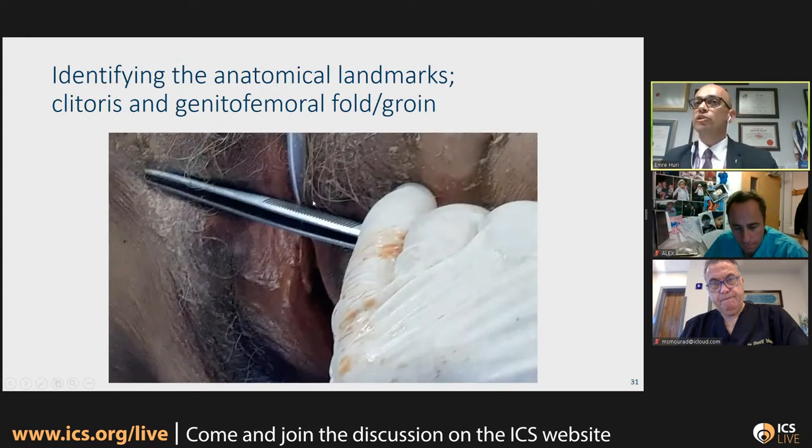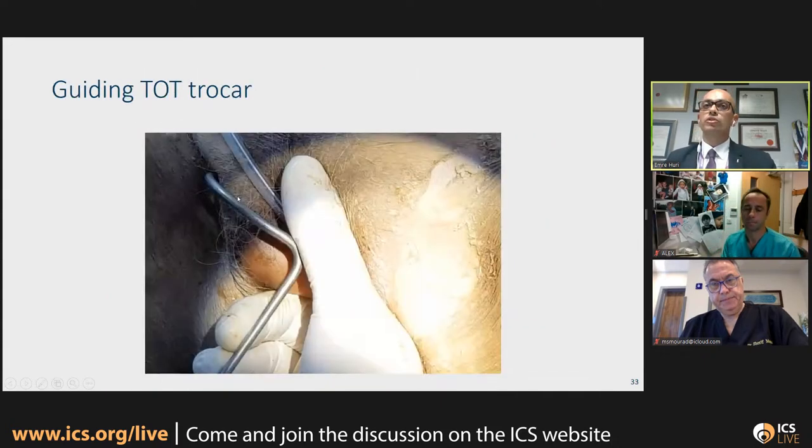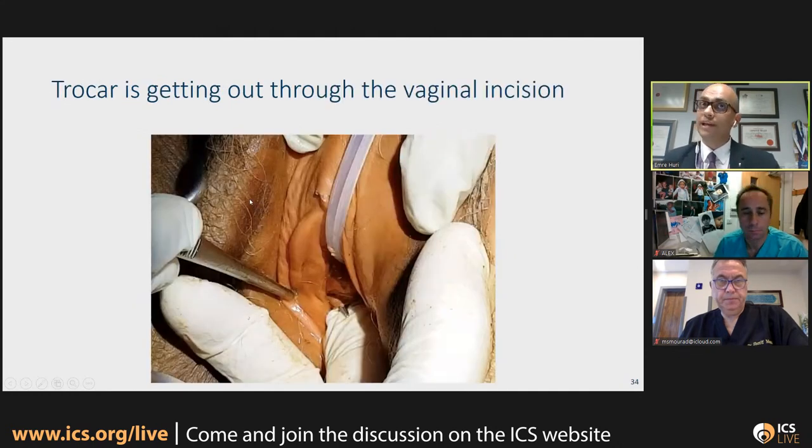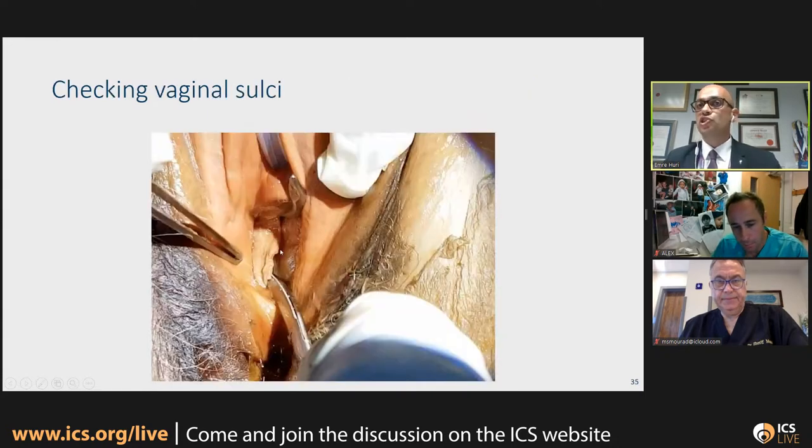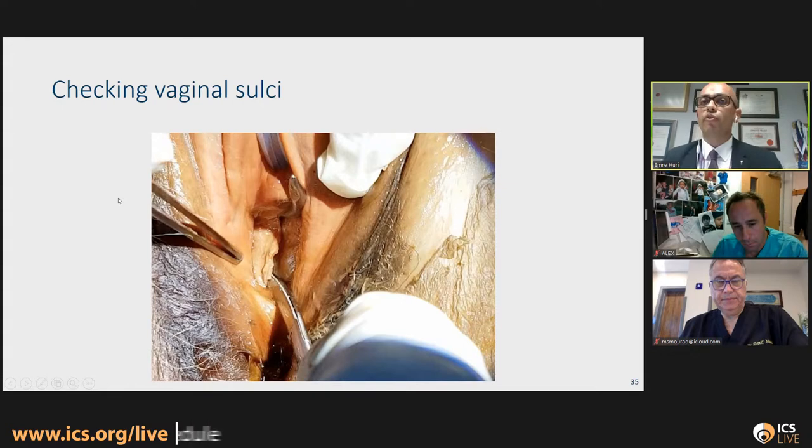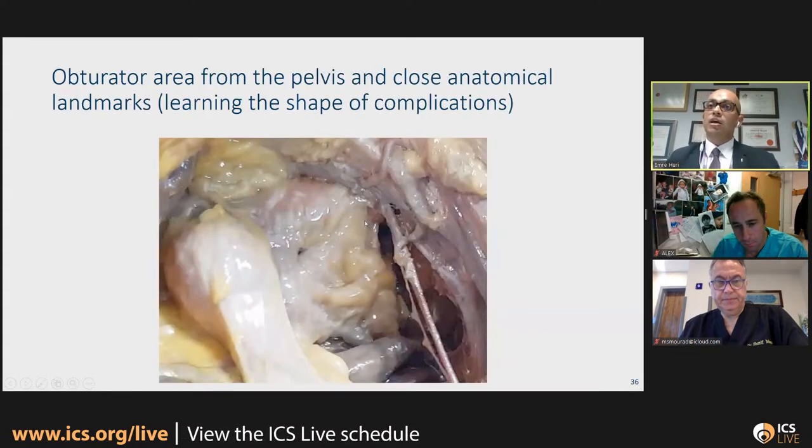The clitoris is an important anatomic landmark also in the cadaver. Then the groin incision is made for the trocar placement, guiding the TOT trocar with the tip of the index finger, getting the trocar out through the vaginal incision, and of course checking the vaginal wall for probable perforation. In the cadaveric experience, we can check inside the pelvic region, especially at the obturator foramen site, for potential complications, and we can see how the complications can occur. Especially for the beginner in the learning curve, it's important.